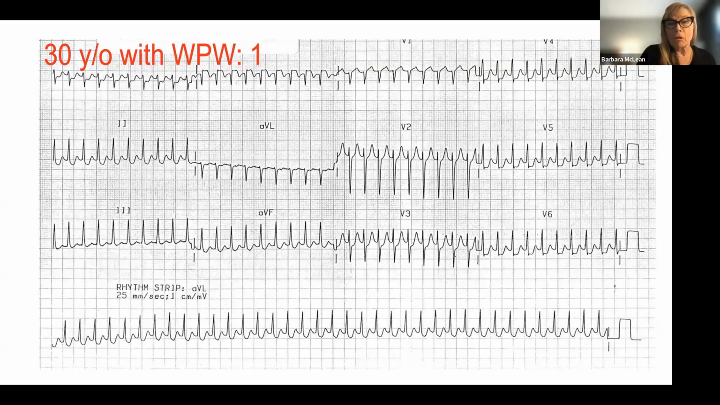So we might call for a cardiology consult. We might say, we're not sure about the diagnosis, I need a cardiology consult. If the patient is stable enough to wait for a cardiology consult, cardiology will come, they'll look at them, they'll call the electrophysiologist, and they're going to come to the conclusion that the patient has WPW.